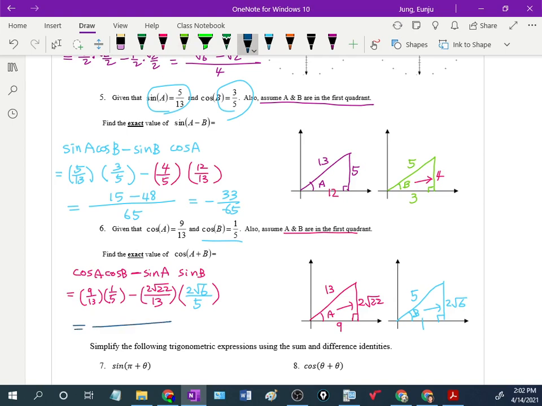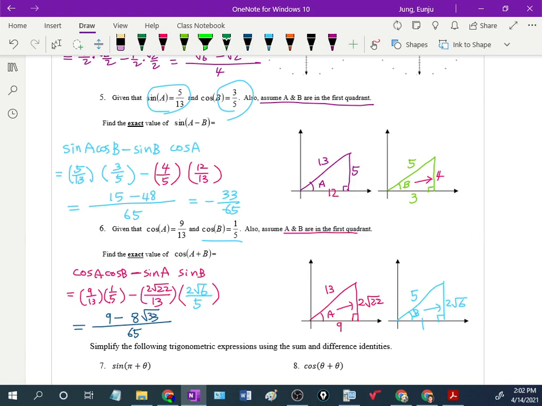So the denominator is 65, the same for both of them. And on the numerator, we have 9 times 1, 9, minus, next to 1, we have 2 times 2, 4, and square root of a lot, right? So let's see. Square root of 22 times square root of 6. So I will factor it out. 11 times 2 times 2 times 3. So this one has another pair, 2. So instead of writing 4, let me write 4 times 2 makes 8. And inside of the square root, we have 11 times 3, which is 33. So that will be the final answer. That is the exact value.